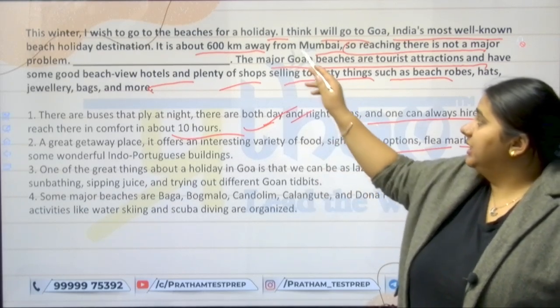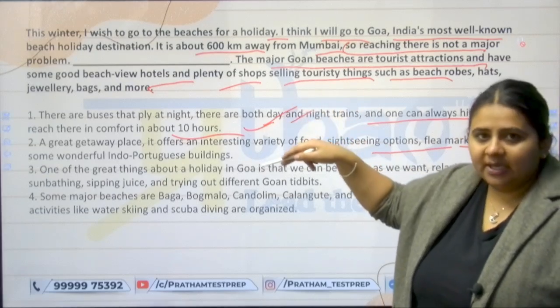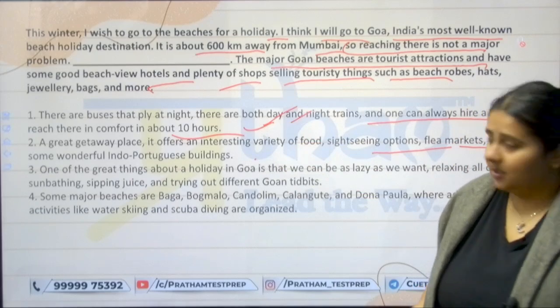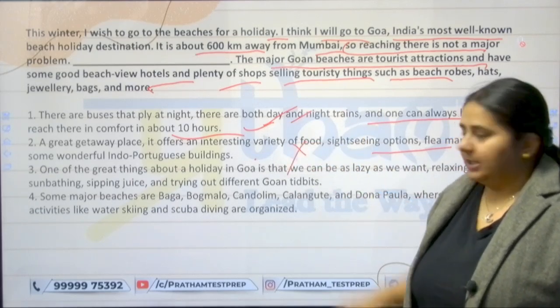A great gateway place that offers an interesting variety of food, sightseeing options, flea markets, and some. Abhi dekho, this already talked about the very same thing, and this is also talking about which all places are there. So B will not be my answer.